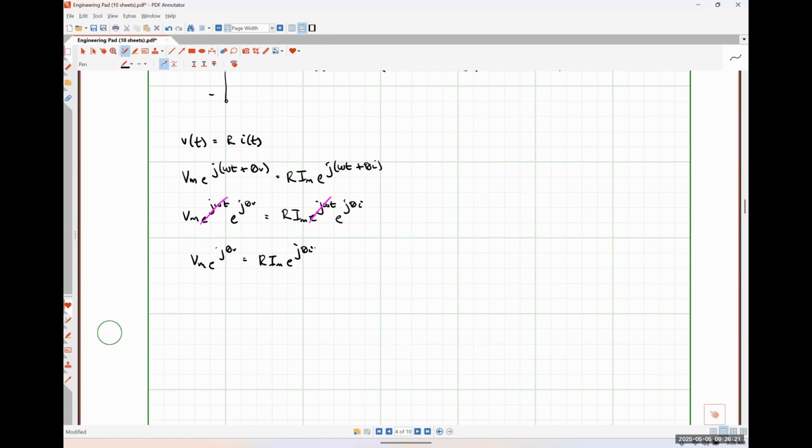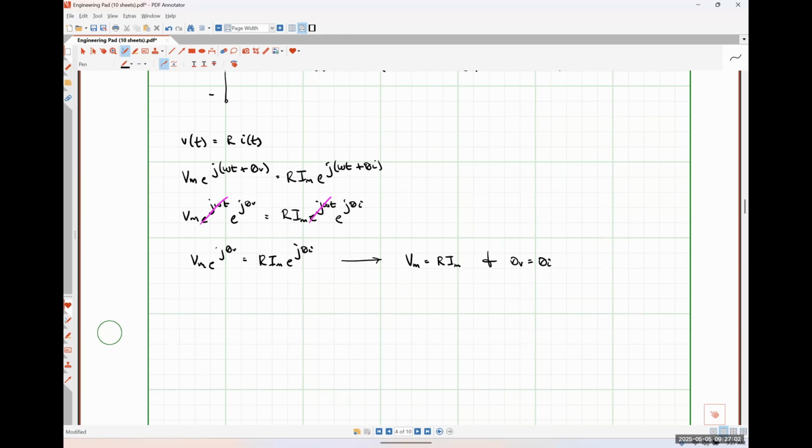So let's take a moment to look at this. Essentially, what I have is an exponential form complex number on the left-hand side of the equal sign and an exponential form complex number on the right-hand side. So that means that the magnitude on the left has to be equal to the magnitude on the right, and the phase angle on the left has to be equal to the phase angle on the right. So I can say that Vm is equal to R times Im, and that theta v has to be equal to theta I.